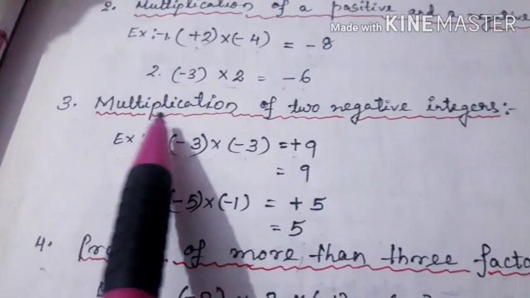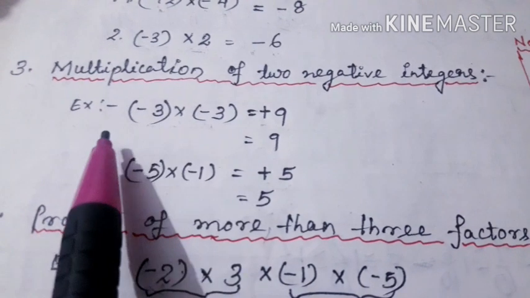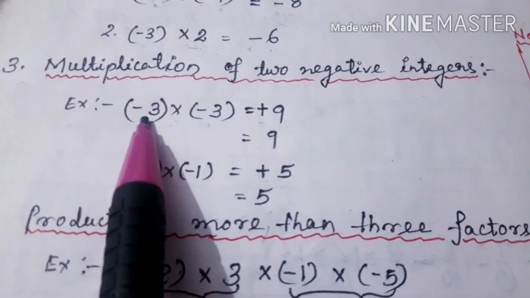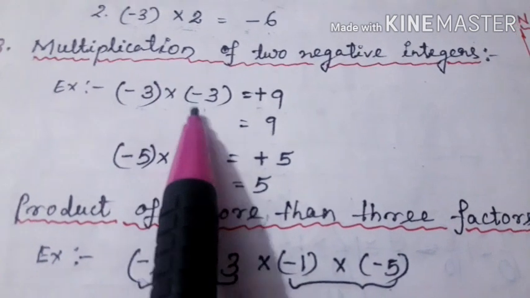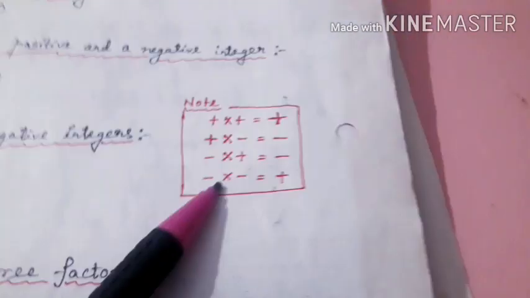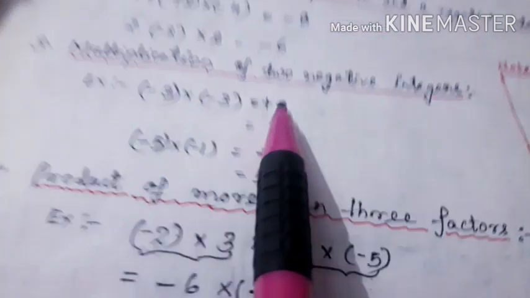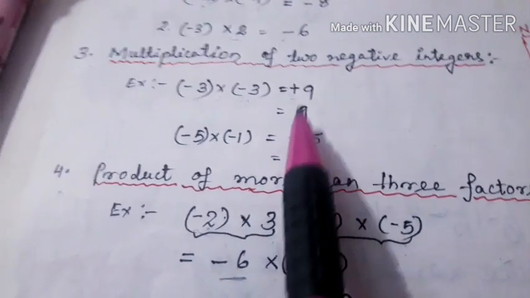Then third, the multiplication of two negative integers. See, for example, I have taken here minus 3 and minus 3. Two negative integers. When we multiply both, what will we get? I have told already, minus into minus is equal to plus. So you will get plus 9. Or you can write only 9. It will also show plus 9.